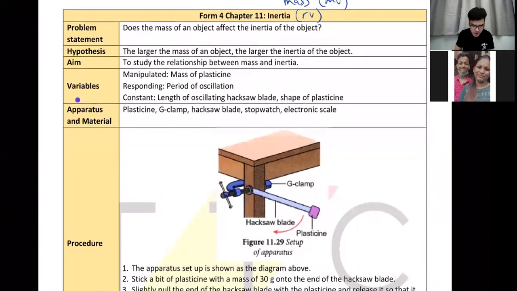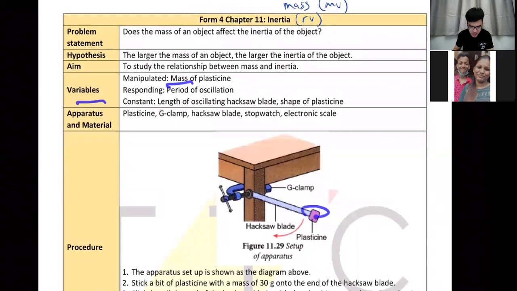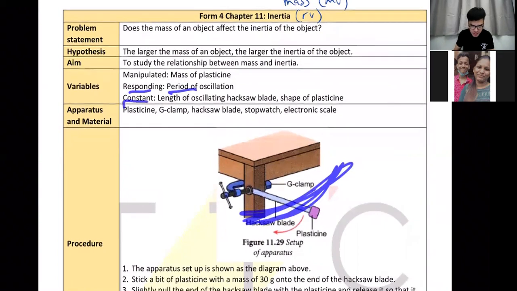All right, so the variable, which is the mass, they use plasticine here. The corresponding one is the period. Period is time. How long do they shake, around 10 times? Constant CV: the length of the blade.